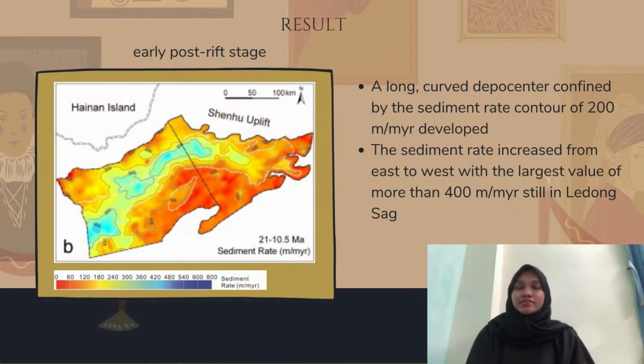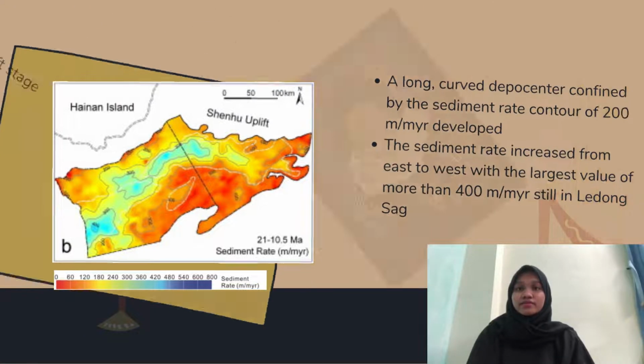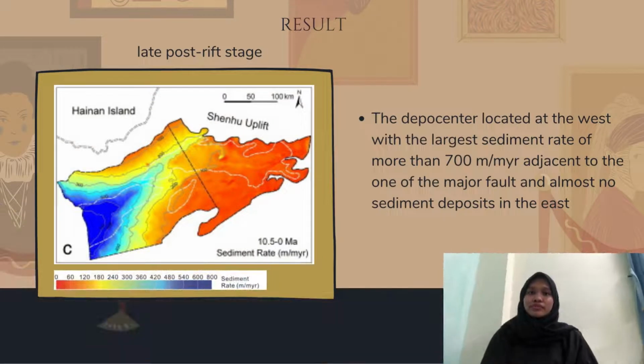It shows in the diagram that there is a long curved depocenter confined by the sediment rate contour of 200 meters per million years developed in the early post-rift stage. The sediment rate increased from east to west with the largest value of more than 400 meters per million years, still at the Ledon site. For the late post-rift, the depocenter is located in the west with the largest sediment rate of more than 700 meters per million years.